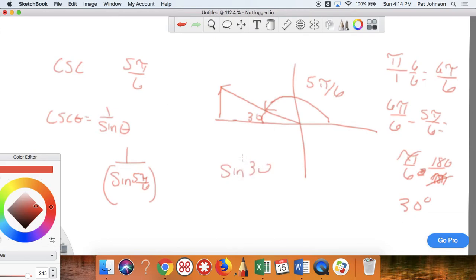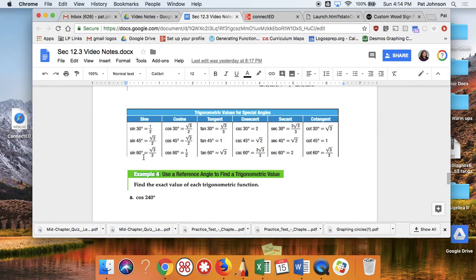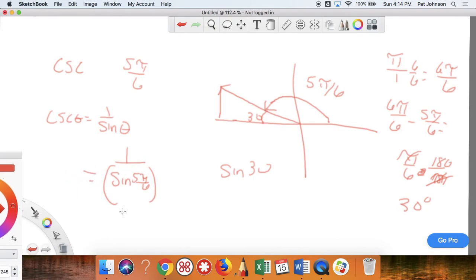Well, then we go back to our chart. Here. So sine of 30 degrees is 1/2. Okay, but I want cosecant, which is 1 over 1/2, which is the reciprocal of that. So cosecant of 5 pi over 6 is equal to 2. And remember, sine is positive in quadrant 2, so cosecant is also positive. All right, so let's look at one more example.